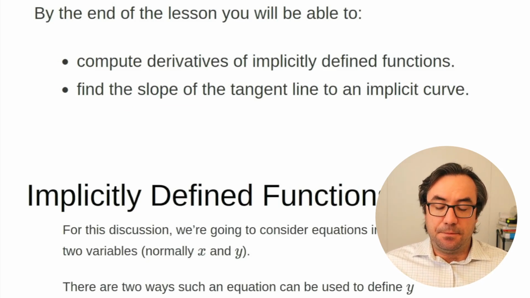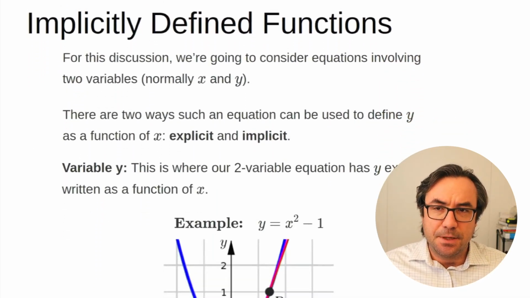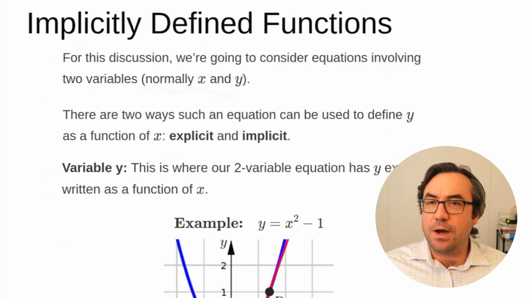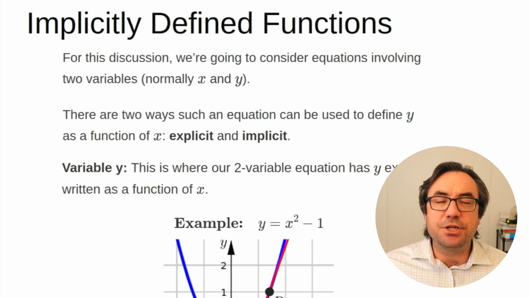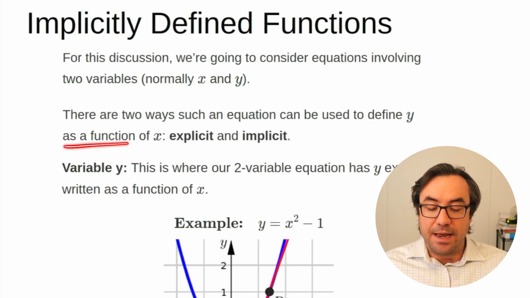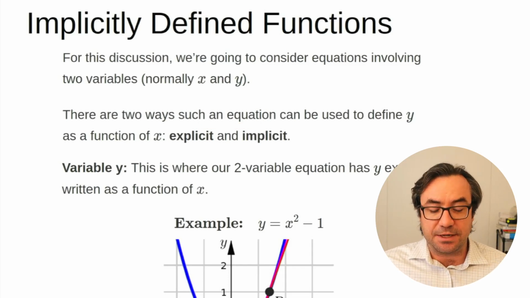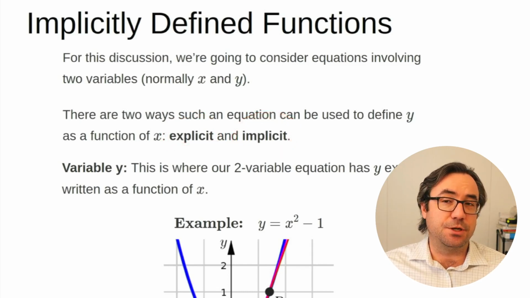All right, so first of all, let's look at an implicitly defined function. What do we mean by this? We're going to be looking at equations involving two variables, normally x and y, but it doesn't have to be x and y. And when we have an equation involving x and y, there are two ways this equation can be used to define y as a function of x: explicitly or implicitly. We're used to the explicit version, so let's start with that, and then we'll look at the implicit version.